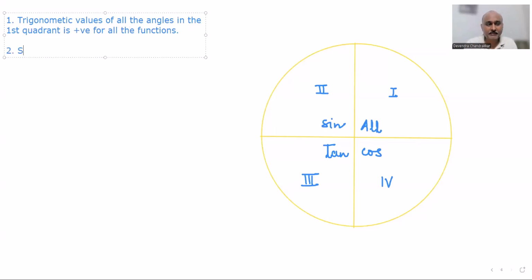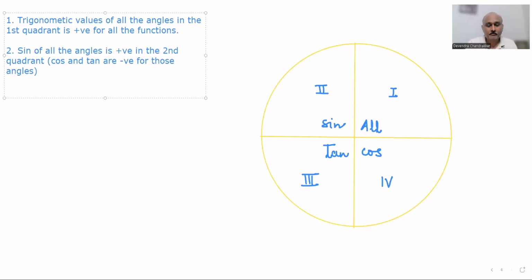Second, sine of all the angles is positive in the second quadrant. ठीक है, that means cos and tan are negative for those angles.